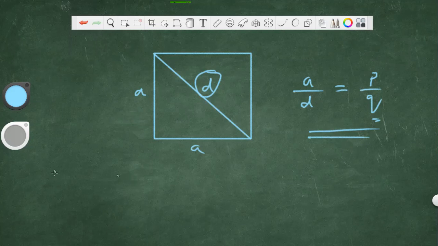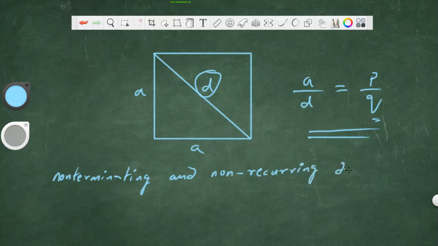We call them non-terminating, non-recurring. So non-recurring is like non-repeating. So non-recurring decimal expansion. So you cannot have an exact value of a diagonal actually. So that was the pretty great problem.